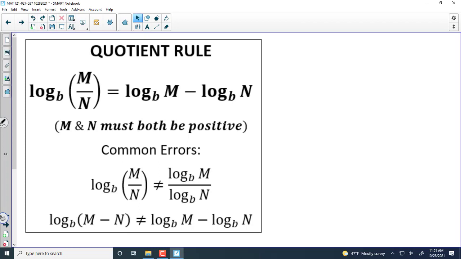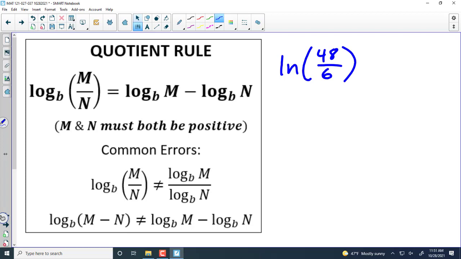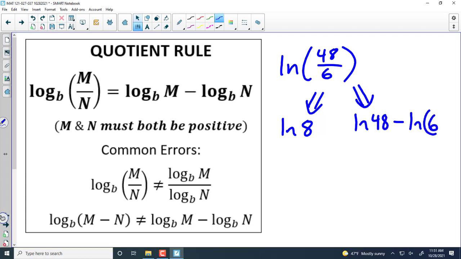This again is not like distributing or anything like that. So once again, you can't do a distributing with the minus sign. That's not how this works. The way this works is if you have something like ln of 48 over 6, you could either rewrite that as ln of 8, because 48 divided by 6 is 8, or you could rewrite that as ln of 48 minus ln of 6.